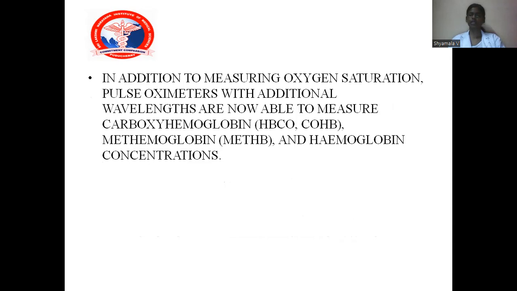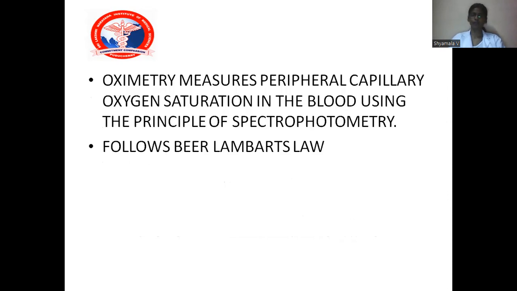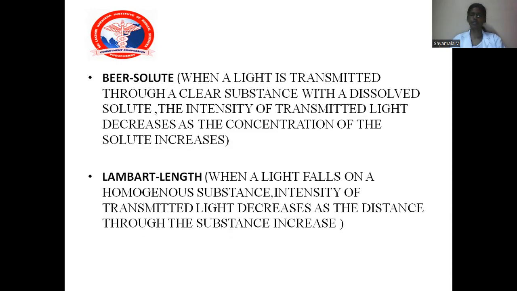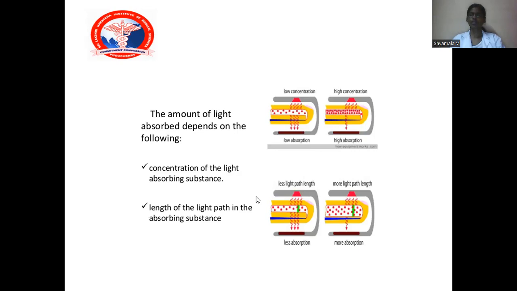In addition to measuring oxygen saturation, pulse oximeters with additional wavelengths are also available now to measure carboxyhemoglobin and the other different proportions of hemoglobin present in the blood. Pulse oximetry measures capillary oxygen saturation in the blood using the principle of spectrophotometry. It follows the Beer-Lambert law, and this picture shows the Beer-Lambert law.